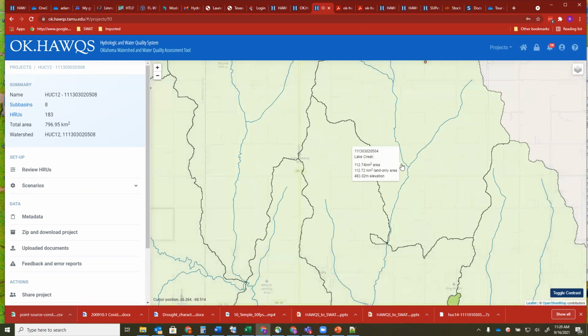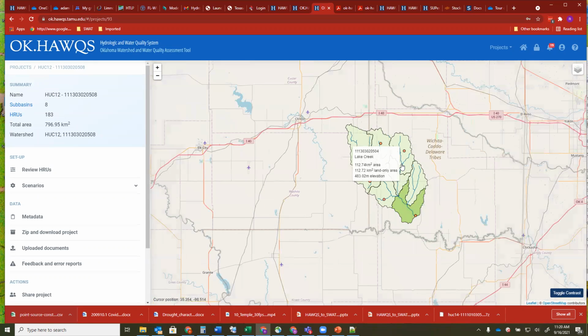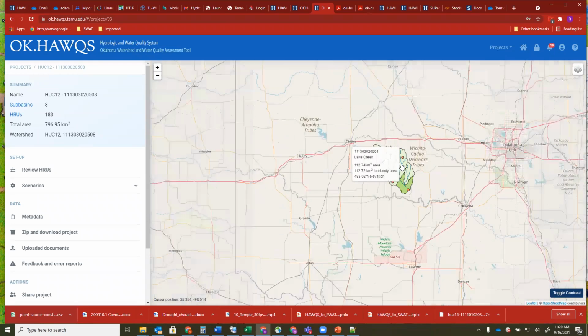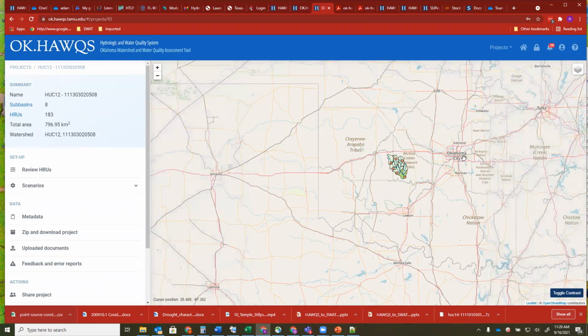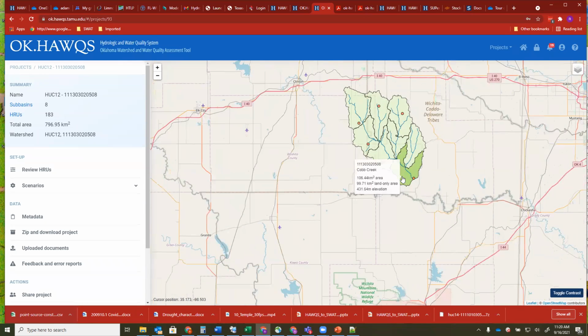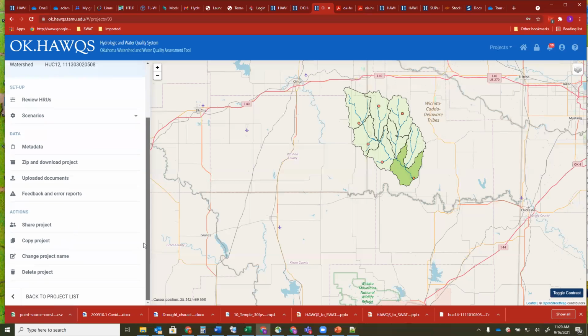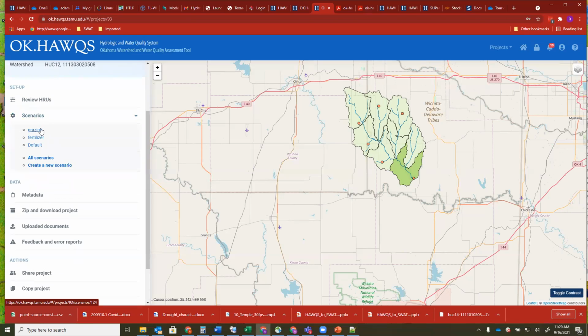So I think in this particular watershed, Cobb Creek, here is Oklahoma City, so it's west of Oklahoma City, just to get a rough idea where this watershed is located. I think I did run a few scenarios. I ran a grazing scenario, if you allow the animal to graze the landscapes, a fertilizer scenario, changing fertilizer input, and a default scenario.